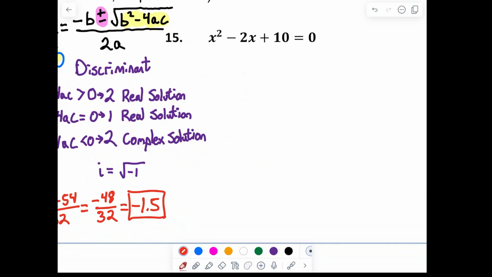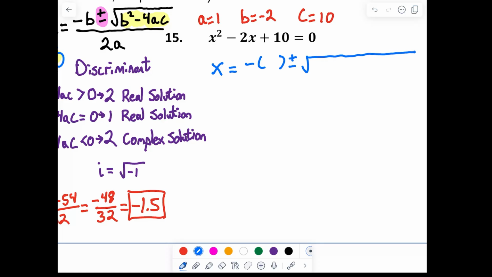Or we have x equals 6 minus 54 divided by 32, and that's going to be negative 48 over 32, and those are both divisible by 16, so that's an easier one. Negative 3/2, or we could say negative 1.5, and there are my two solutions. Okay, let's move on to the next one here.